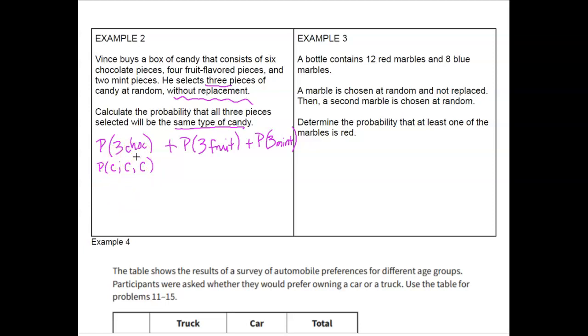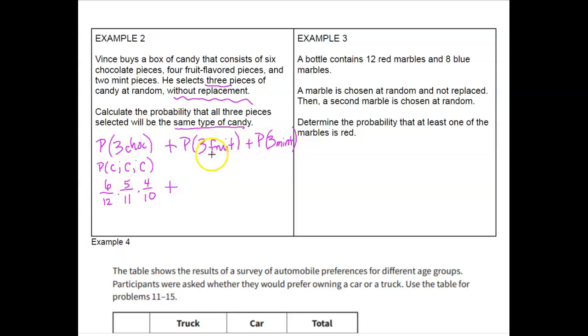So without replacement, on my first try, I can do 6 out of, I've got 6, 7, 8, 9, 10, 11, 12 pieces of candy altogether. Then I'm going to keep one of those chocolate, remember, and I got 5 chances out of 11. Keep my second piece of chocolate in my hand to make sure, and so I only have 4 out of 10 left.